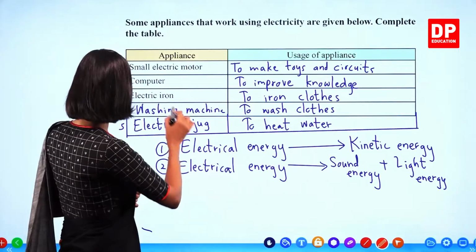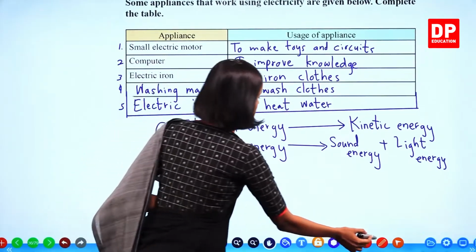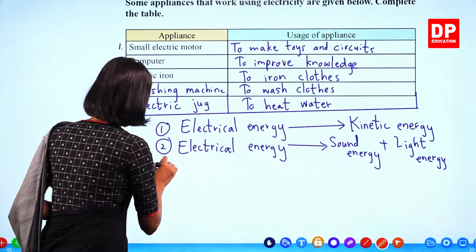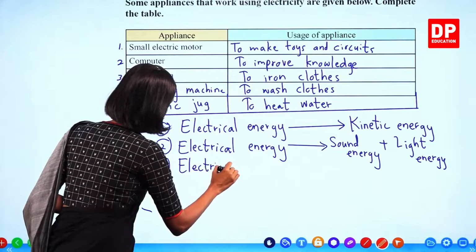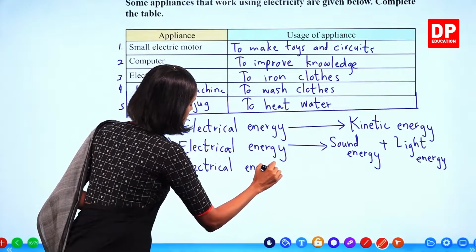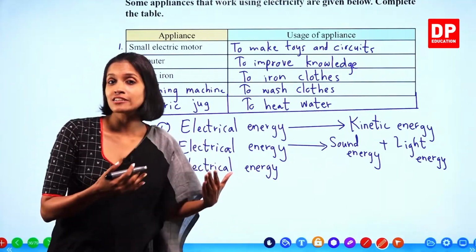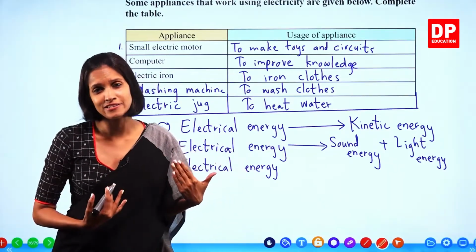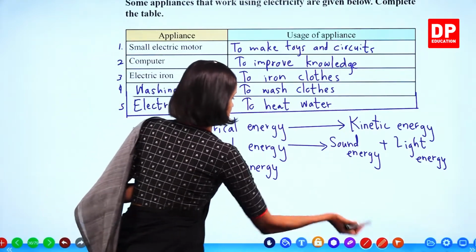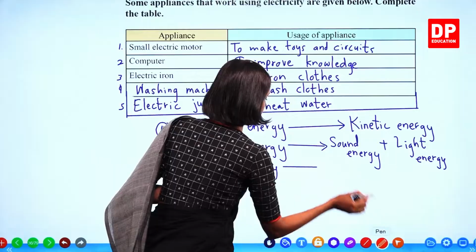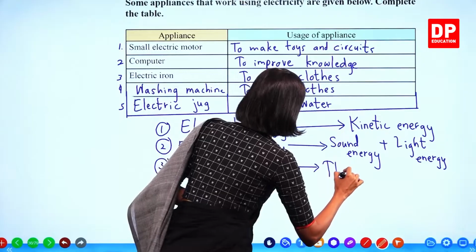Right, children? Number 3, electric iron. What is the energy transformation that takes place? Number 3, electrical energy is converted to what, children? So when you use the electric iron, electrical energy is converted to thermal energy. What is thermal energy? Which means heat energy, right? Electrical energy into thermal or heat energy.